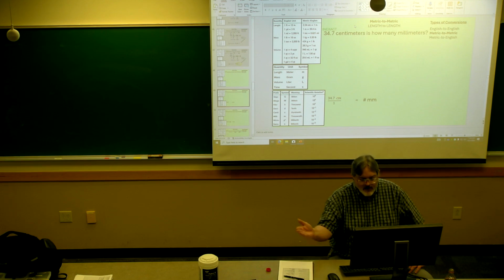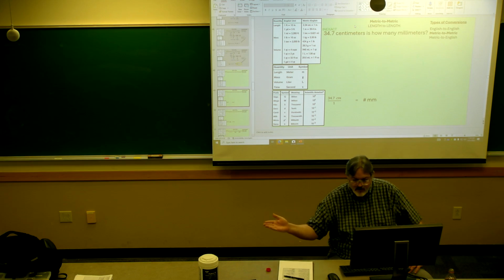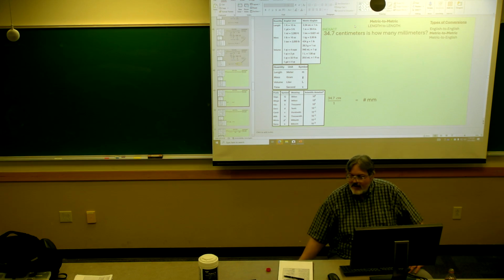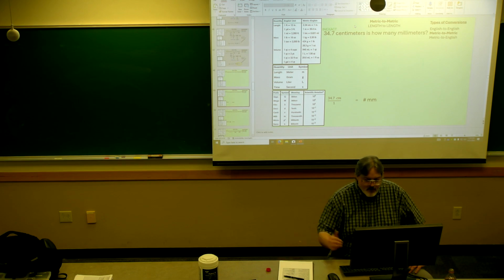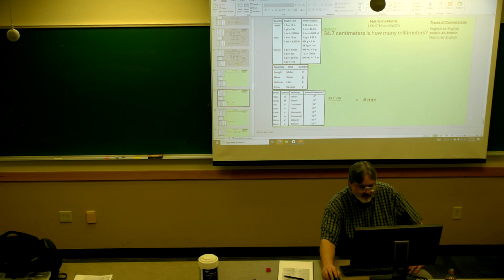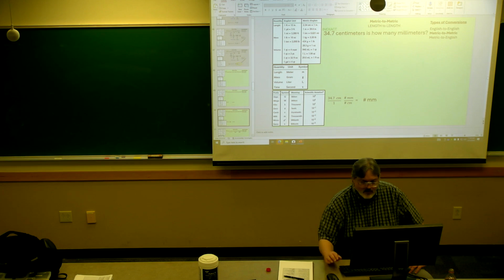The totally made up, invented number for this is 34.7. I just decided it'd be 34.7 centimeters. And now you have to report how much that is in millimeters. You can go ahead and set it up like this, knowing that you're going to need a conversion factor here that takes you from centimeters to millimeters. That's what this is asking for.